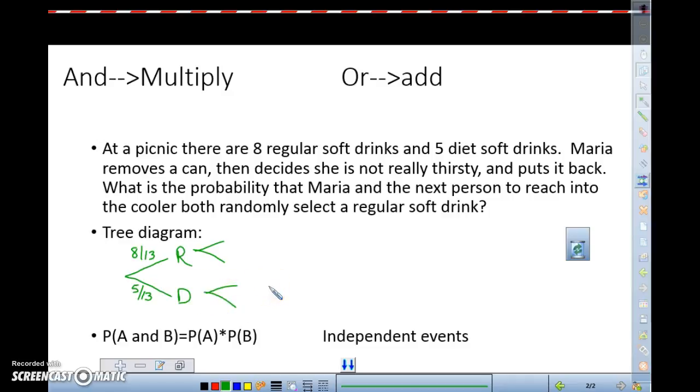This is like drawing randomly, while you close your eyes and you just pick up a drink. Okay, so then she realizes she's not really thirsty. She puts it back, and then somebody else is going to come in and get a soft drink. So the 2 outcomes, of course, are a regular or a diet. What's the probability that the second person gets a regular? Well, she put it back. So how many regular cans are in the cooler? Same amount, right?